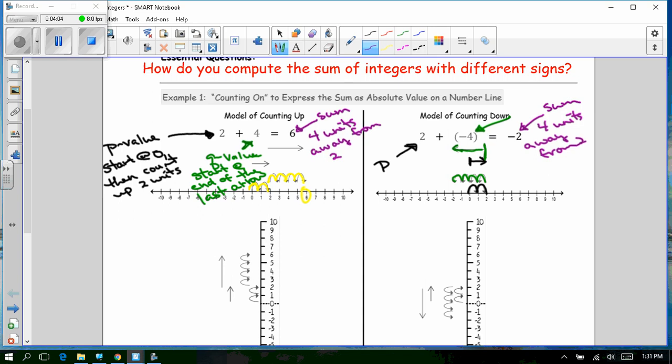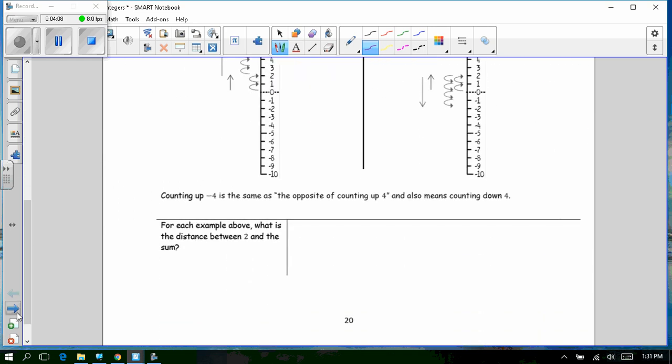So down at the bottom of the page there, it says, for each example above, what is the distance between 2 and the sum? They are all 4 units away from 2. Just one's on the positive side, one's on the negative side.